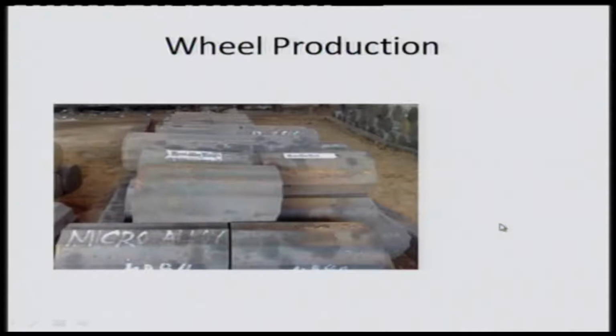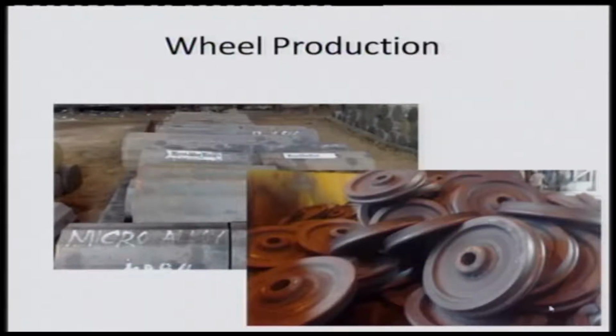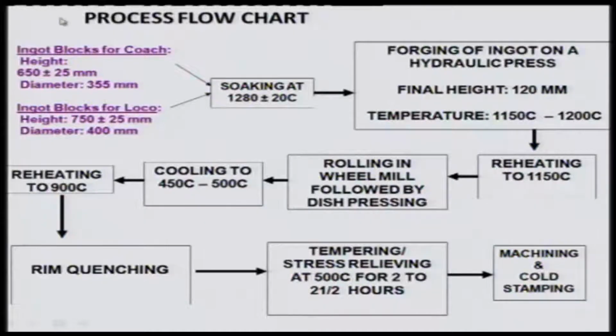Now, just to give you a brief idea of how such a wheel is produced. So, you start with ingots like this. These are large steel ingots with the specific composition, and from these ingots you produce these railway wheels. How is it produced? Well, this is a flow chart here. First, these ingots, either for the coach or for that matter for the locomotive, the same process is used. You have an ingot of dimensions 650 millimeter in height and 355 millimeter in diameter.